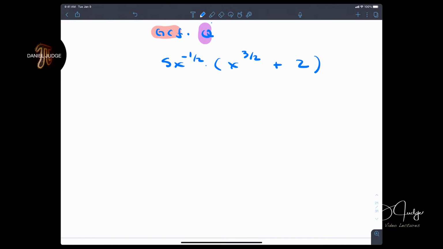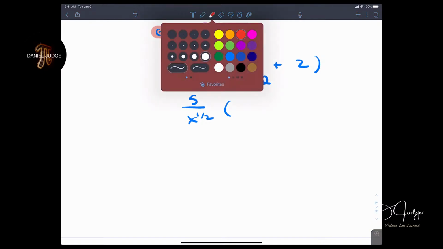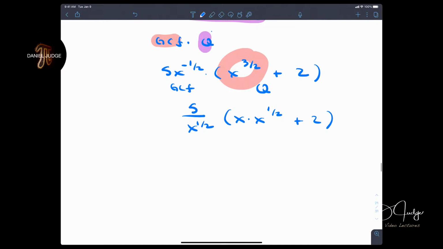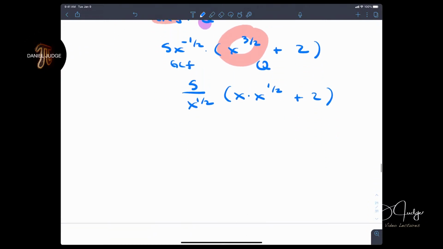But if you look in back of the book, because you wrote this as the GCF times the quotient, you're going to see 5 x to the 1 half. This needs to be simplified. We talked about simplification earlier. So x to the 1 half plus 2. Double check. Okay.